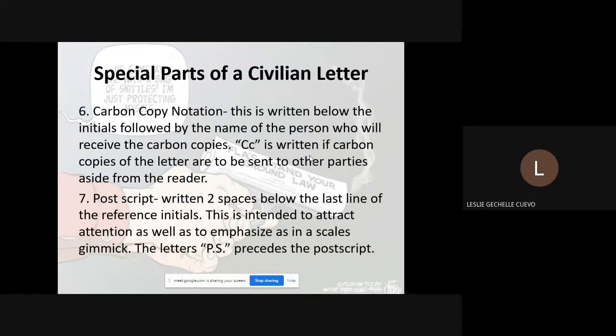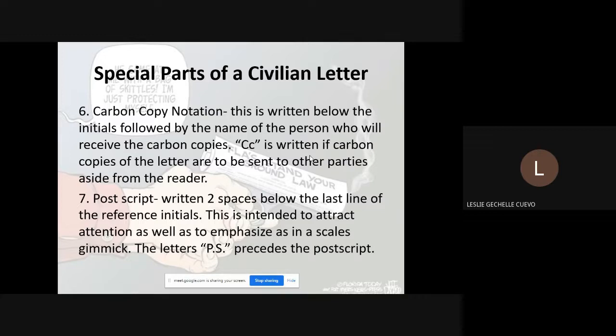And then we have CC, carbon copy notation. Familiar siguro yung iba sa inyo dito. So this is written below the initials followed by the name of the person who will receive the carbon copies. In short, sino yung nabigyan ng kopya? For example, nag-send ako sa Dean, nag-send ako sa VPAA, nag-send ako sa HR. So naka-CC sila.